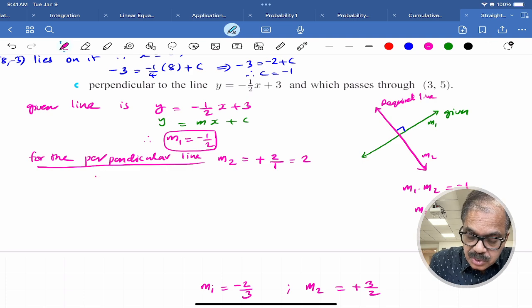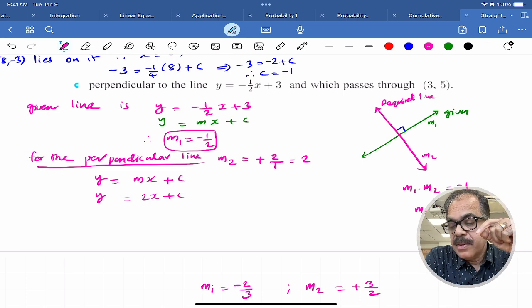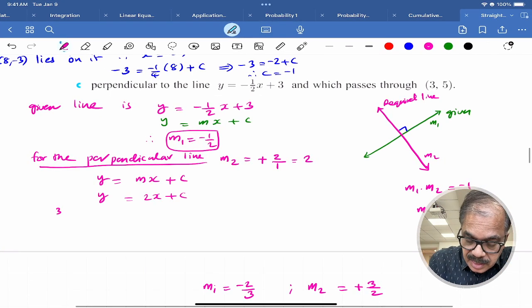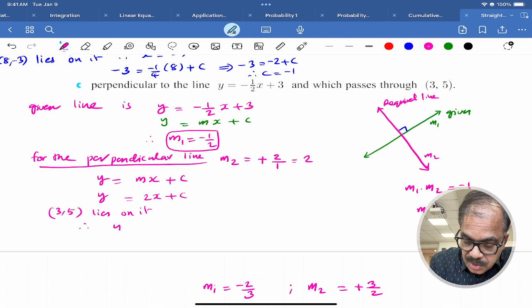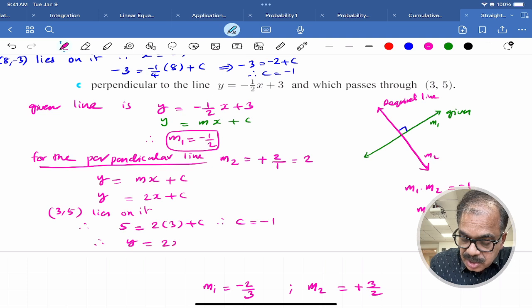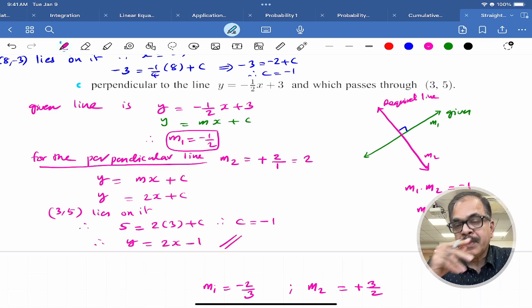So the equation will be y is equal to mx plus c, y is equal to 2x plus c. But we know the coordinates of a point: 3, 5 lies on it. Therefore, I'm going to replace x with 3 and y with 5. So 5 is equal to 2 times 3 plus c. Therefore, c is equal to negative 1. Therefore, the equation is y is equal to 2x minus 1. That's the required equation.